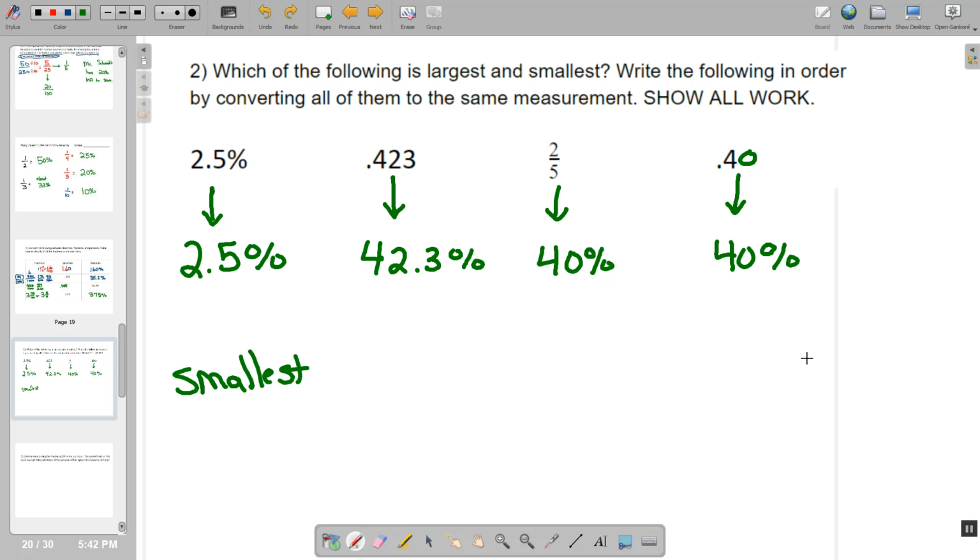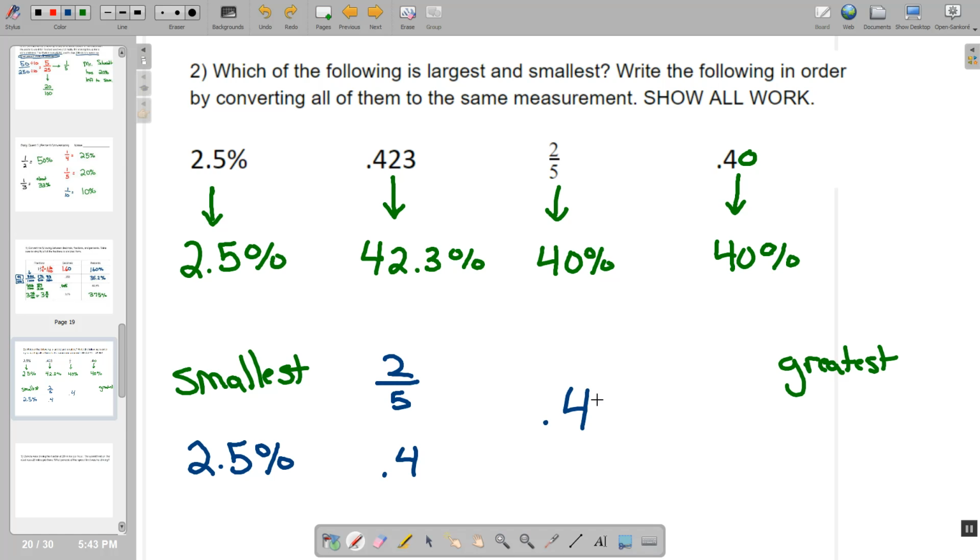So if we're writing them in order from smallest to greatest, our smallest is 2.5%. Now our next two are the same. So we got to find some way to show that they're equal. So I'm going to write them on top of each other like this would be fine. There's a lot of different ways you could show that, though. And then our largest is 423 thousandths.